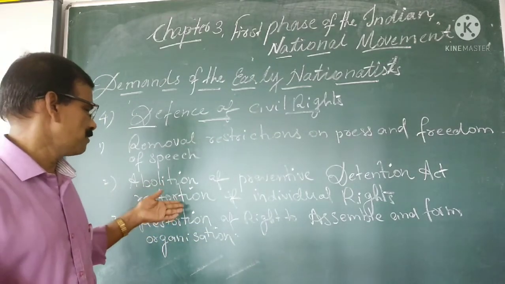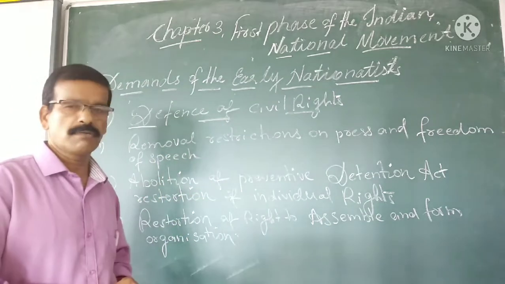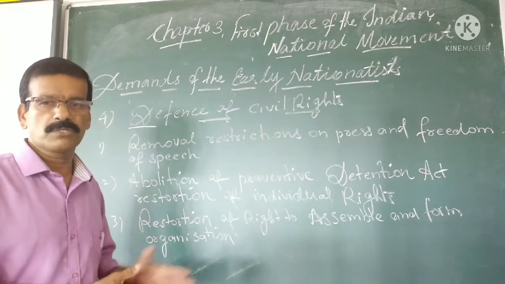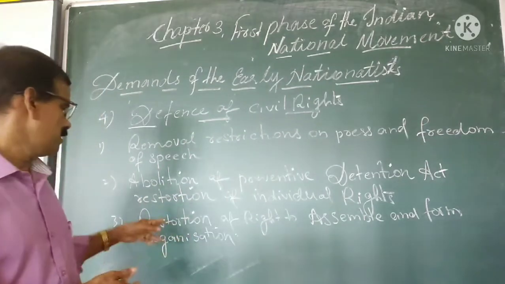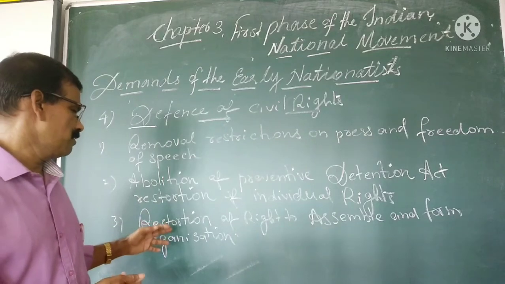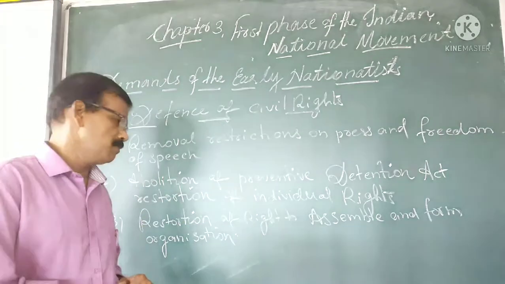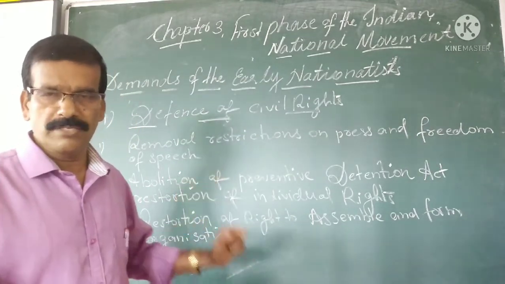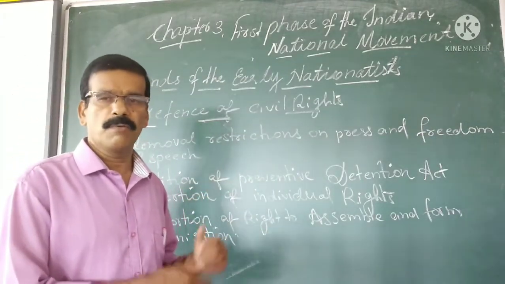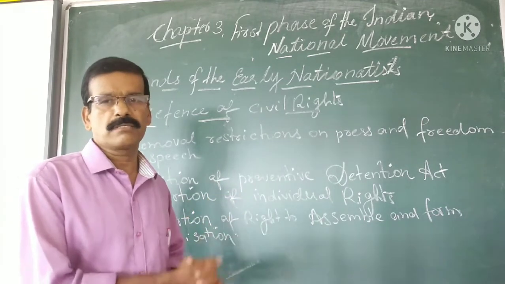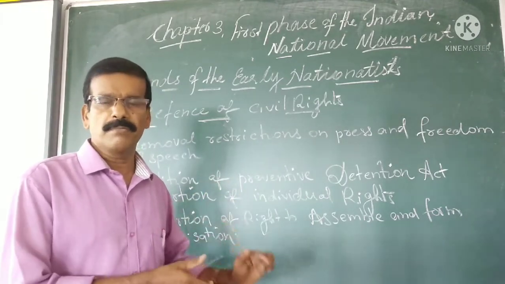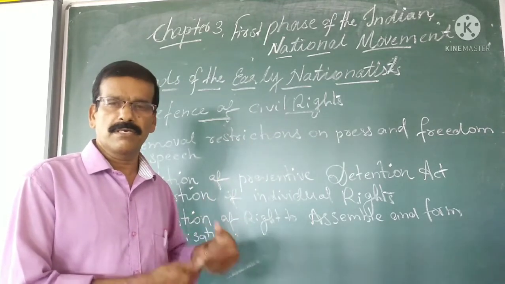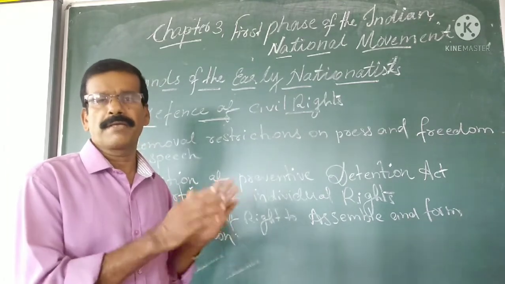And they also demanded the restoration of individual rights. It means the individual rights to be restored. Restored means to bring back again. And the other demand was the restoration of the right to assemble and form organizations. It means the right of individuals to assemble or gather and form public associations or organizations was denied by the British government. So they also demanded that the same be brought back again.